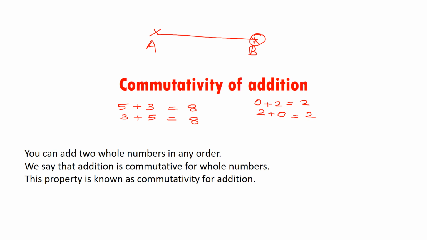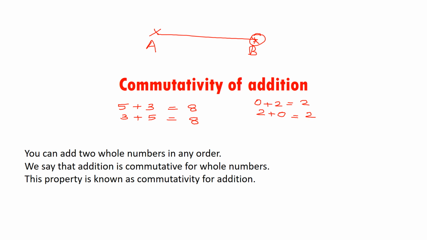So what are they saying? You can add two whole numbers in any order. We say that addition is commutative for whole numbers. So commutative means any order. You can take it in any order. So this property is also known as commutativity for addition.